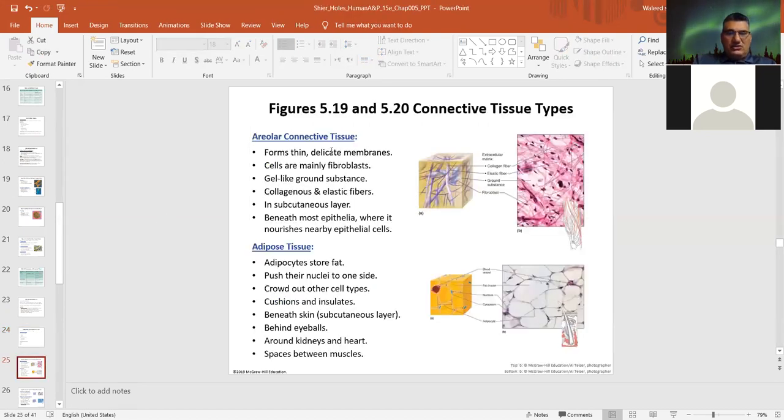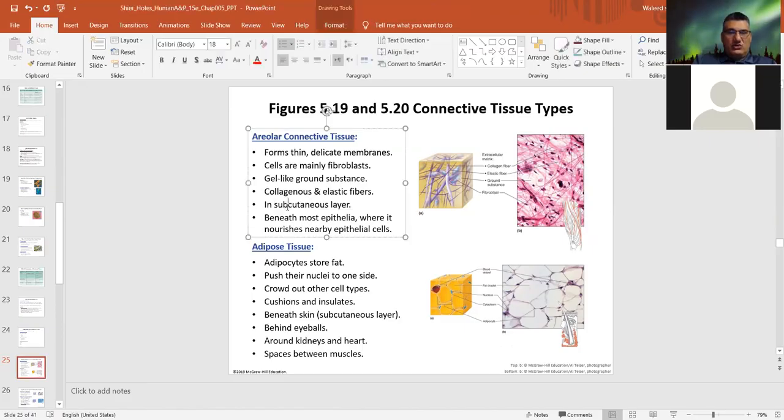Areolar connective tissue, most importantly, you can know where it is. Where is it located? This is located in the subcutaneous layer. This is the most important. It's a thin, delicate membrane in the subcutaneous. You can read the rest, but I'm focusing more on the most important.